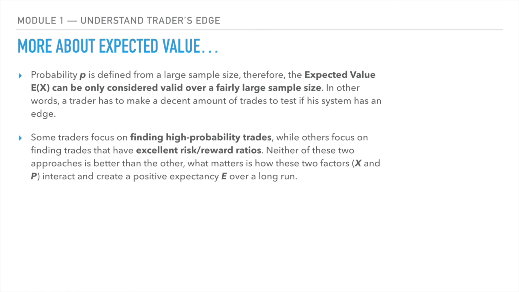Second, you will notice that there are two different variables in the formula, P and X. It actually represents two different broad approaches of technical trading. Some traders focus on finding high probability trades, whereas others focus on finding trades that have an excellent risk to reward ratio.